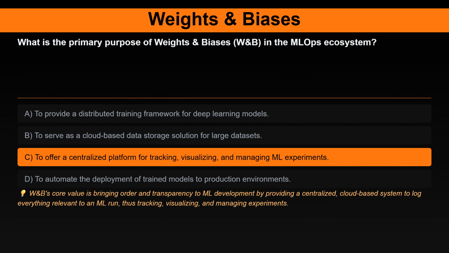The correct answer is to offer a centralized platform for tracking, visualizing, and managing ML experiments. Here's the explanation. W&B's core value is bringing order and transparency to ML development by providing a centralized, cloud-based system to log everything relevant to an ML run, thus tracking, visualizing, and managing experiments.